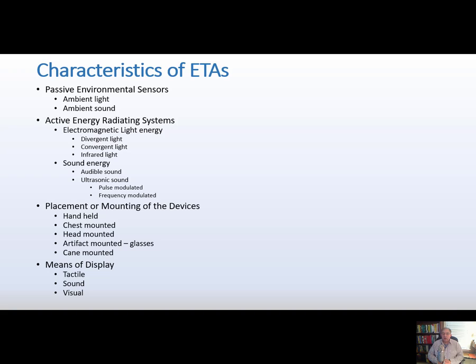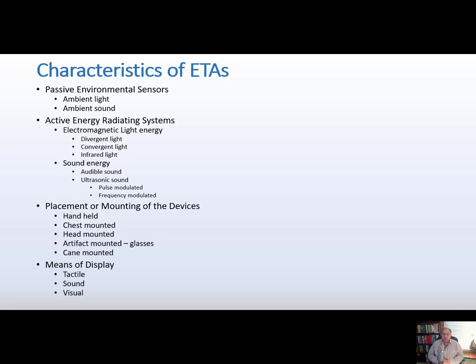Another type of light is convergent light. And convergent light basically is narrowing light, very thin, pencil thin projections of light, which would be consistent with laser light. There's also infrared light, which is a different spectrum, a narrower spectrum than divergent light, and also has very good potential use.